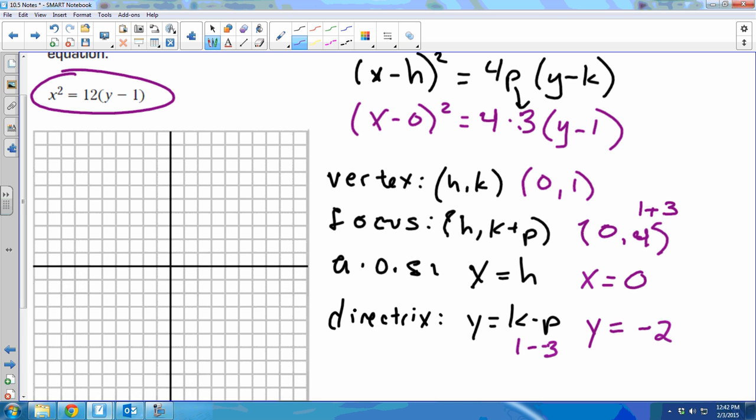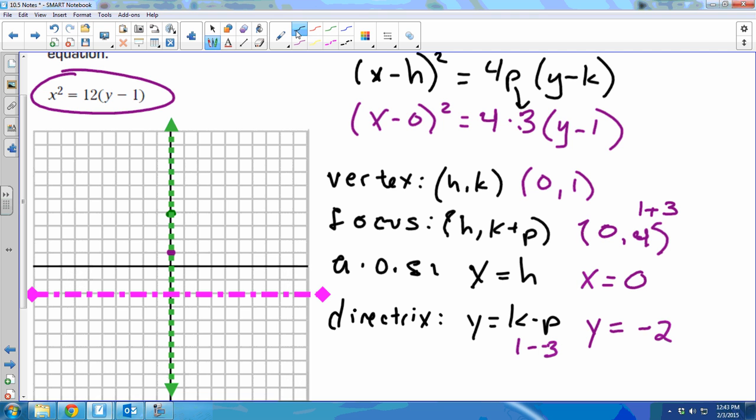You should graph all those pieces. So, the vertex is at 0, 1. The focus is at 0, 4. The axis of symmetry is at x equals 0. That is a vertical line. So there's your axis of symmetry. And your directrix is y equals -2. That's a horizontal line at -2. I expect to see all these things graphed on a quiz.